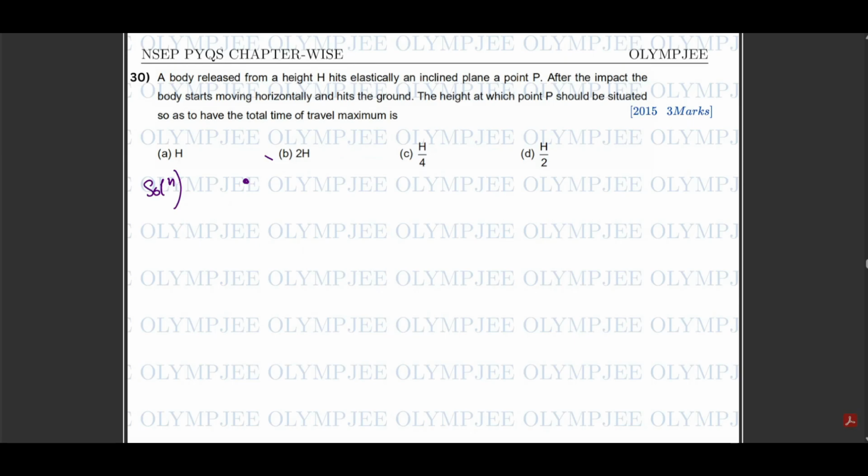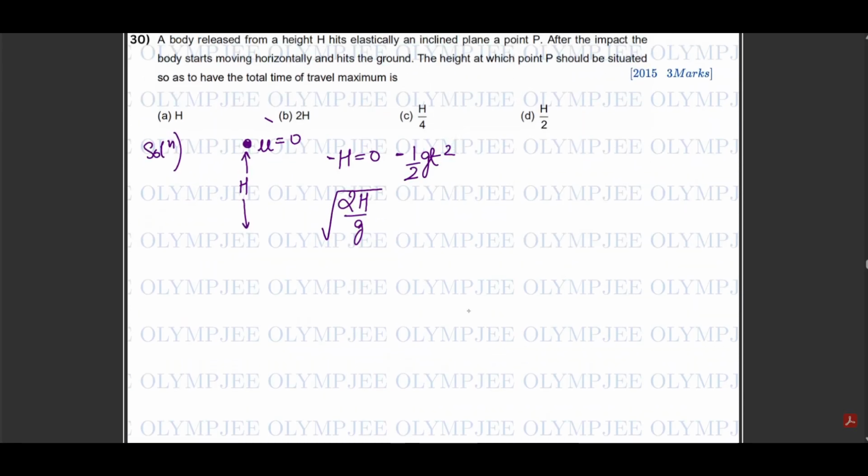A body released from a height h hits elastically an inclined plane at a point P. After the impact, the body starts moving horizontally and hits the ground. Height at which point P should be situated so as to have the maximum travel time. So first we need to establish that when body is dropped with no initial velocity and covers the height h, then it will take root of 2h by g time. With this established, let's move on to the solution.